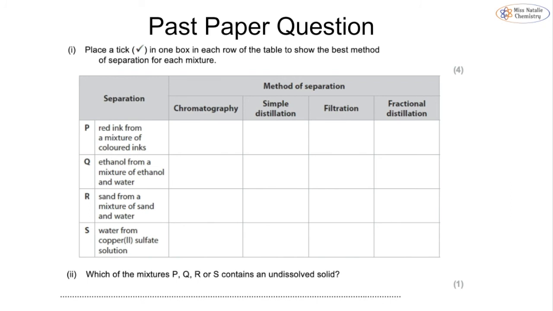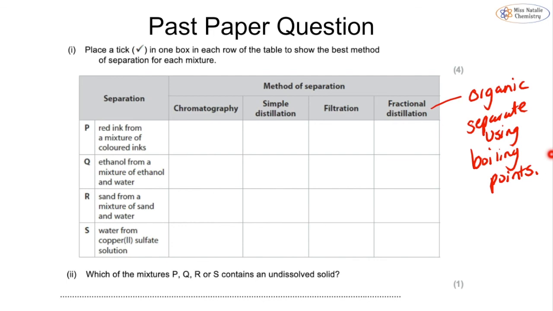One more question, just to look a little bit more at the separation techniques. We want to place a tick in one box to show the best method of separation for each mixture. So we have P, Q, R, and S. And we can be looking at chromatography, simple distillation, filtration, or fractional distillation. Now, we haven't talked much about fractional distillation. You will look at this more in organic chemistry. This is when we have substances separating. So we're going to separate using boiling points.